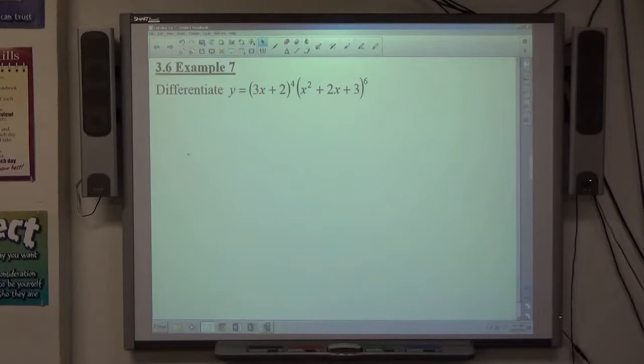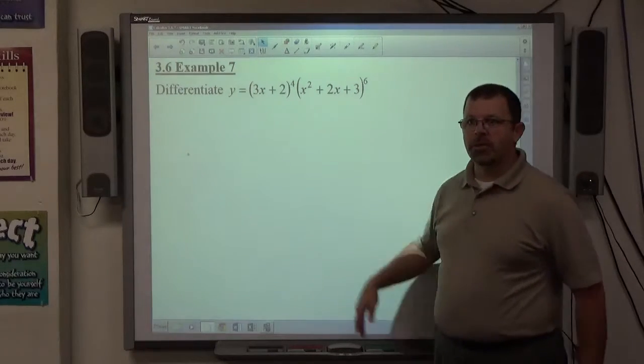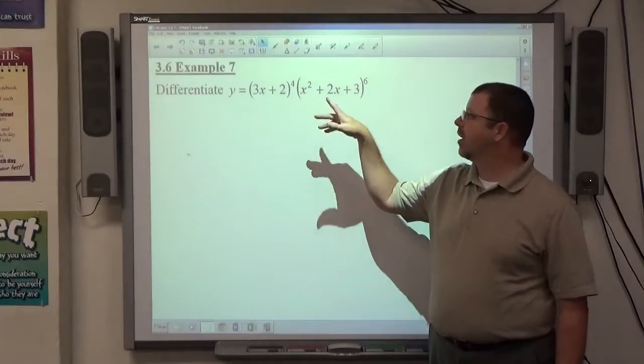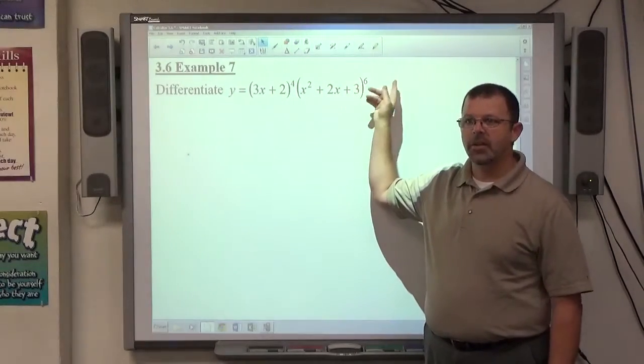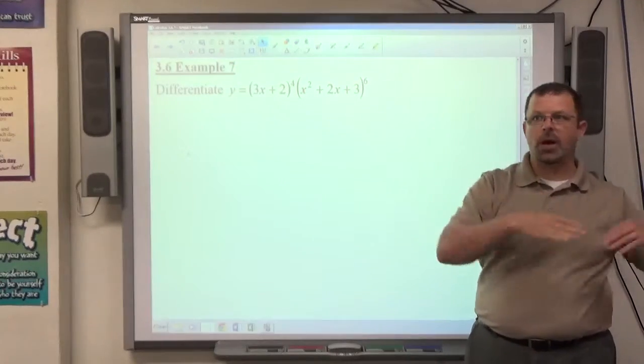Okay, example 7: differentiate y equals (3x plus 2) to the 4th times (x squared plus 2x plus 3) to the 6th. Back in chapter 3.4, when we saw a structure similar to this, it was like a square and maybe a first power, and we actually multiplied it out to make a nice polynomial so we could just use the power rule for each term.